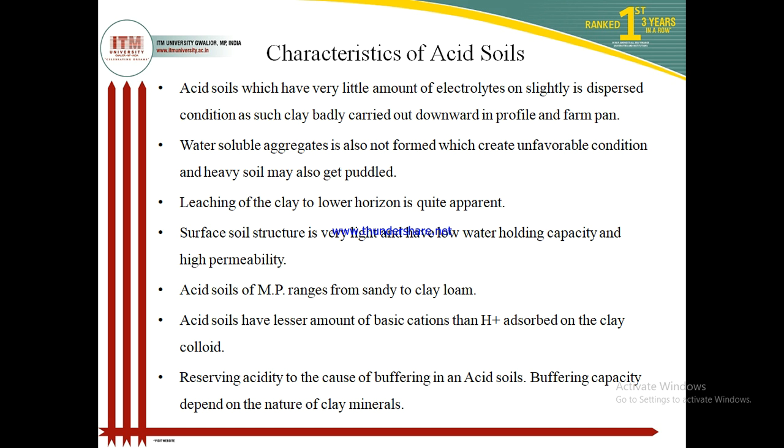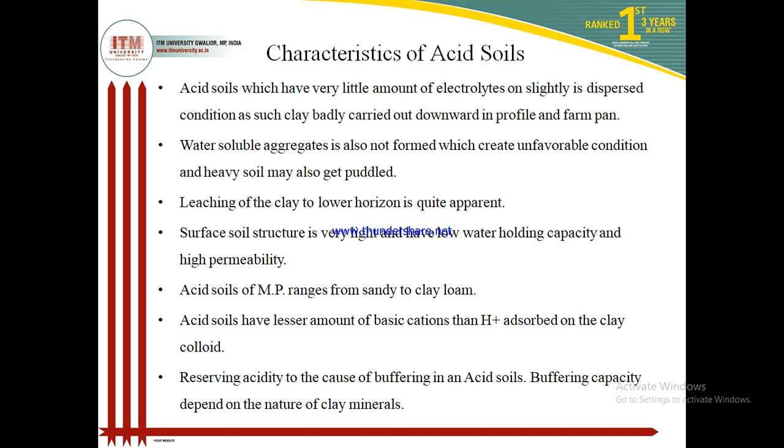Now characteristics of acid soil. Acid soil has very little amount of electrolytes and is in a slightly dispersed condition, so clay is widely carried downwards in the profile and forms a pan. Water stable aggregates are also not formed, which creates unfavorable conditions, and heavy soil may also get puddled. Leaching of clay to the lower horizon is quite apparent, and the surface soil structure is very light, with low water holding capacity and high permeability. Acid soil ranges from sandy to clay loam.